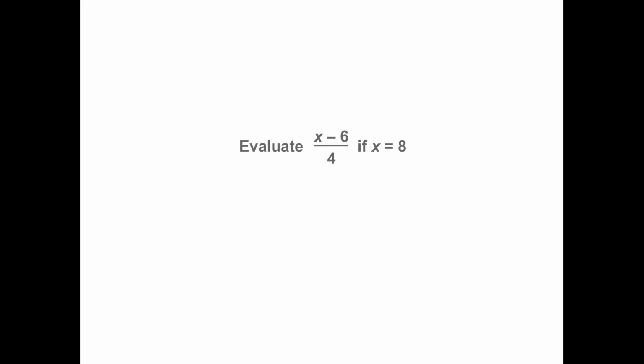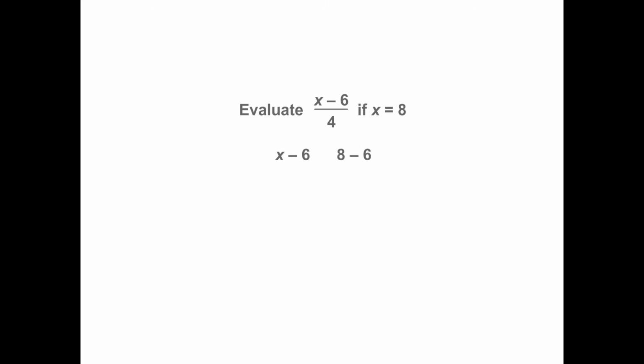In this example, parentheses will be added to group an expression after substituting the value for the variable. Substitute 8 for x, 8 minus 6 divided by 4. In order of operations, division is performed before subtraction, but the numerator, 8 minus 6, must be grouped before performing the division. The final answer is 1/2. The fraction bar acts as a grouping symbol. Parentheses help you remember the order of operations.